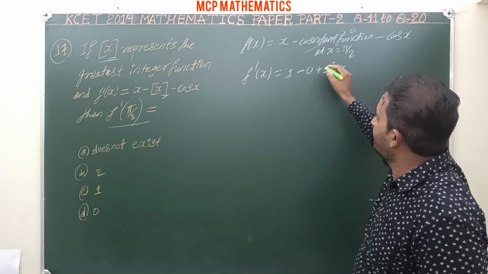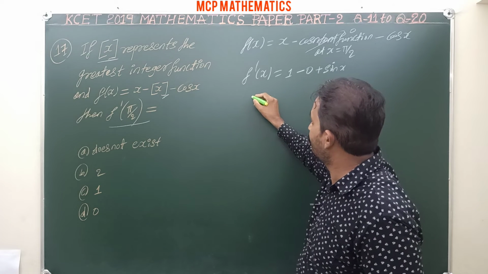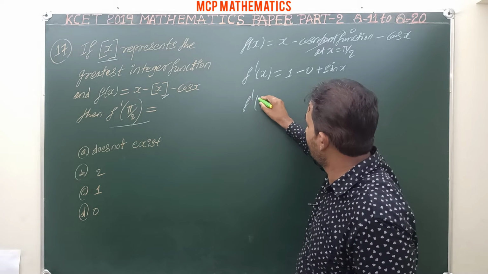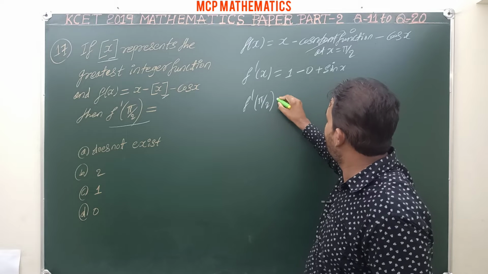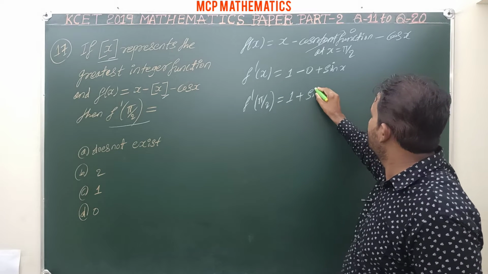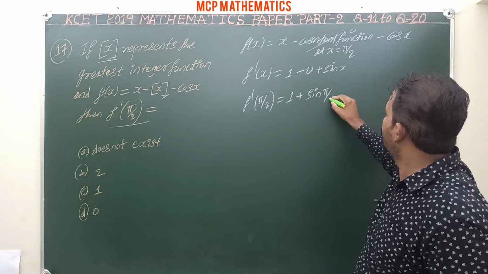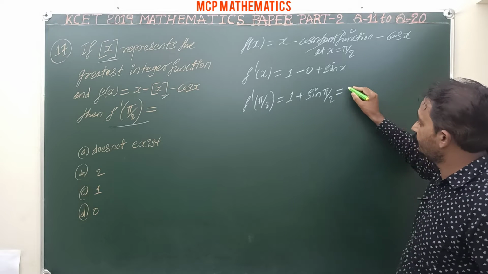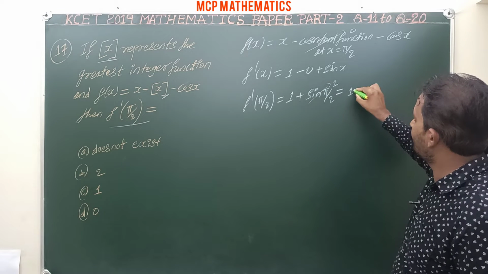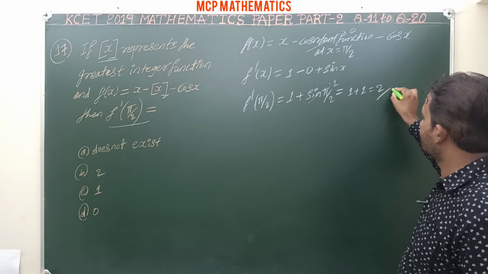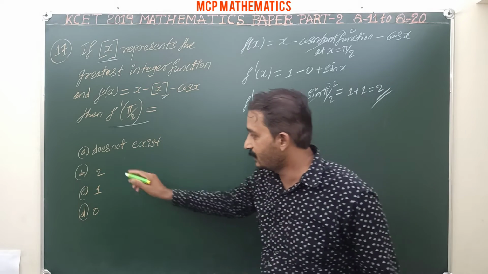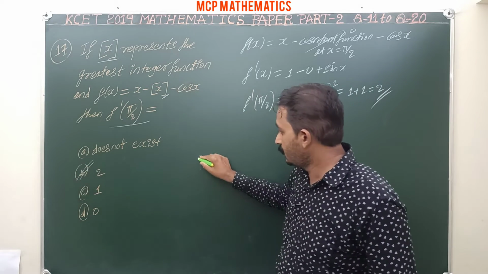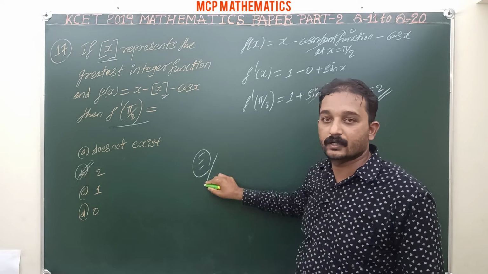Now find the value of f dash of pi by 2, that is, put x equal to pi by 2. X is replaced with pi by 2, 1 plus sin pi by 2. Sin pi by 2 is once again 1, so 1 plus 1 equals 2. 2 is the required answer. So here option B is correct. Easy question, all the students solve this question. Take down.